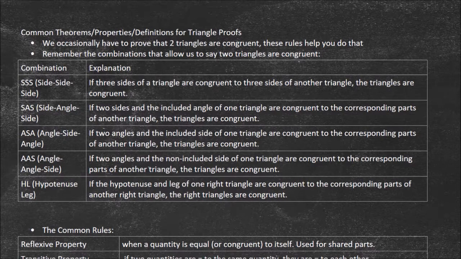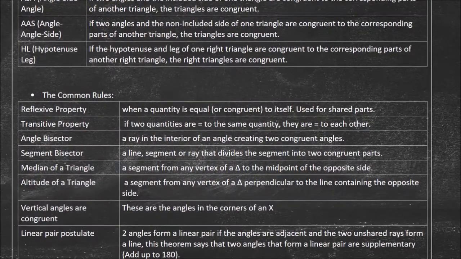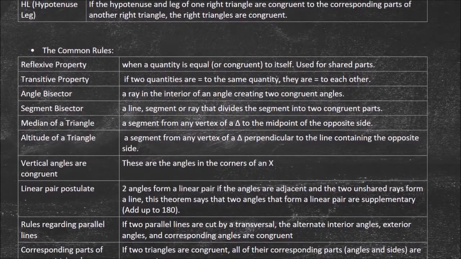So we've gone through the combinations that allow you to say two triangles are congruent: side, side, side; side, angle, side; angle, side, angle; angle, angle, side; and hypotenuse leg. I'm not going to go through those so much this time, but sometimes we have to use these other rules to get to where we can use those combinations. These are kind of the precursor to those rules.